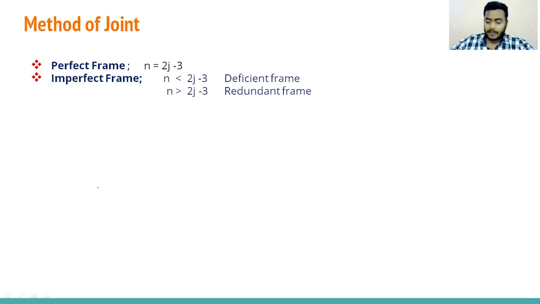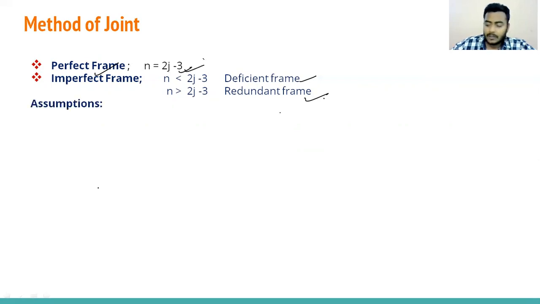For an imperfect frame, when n is less than 2j minus 3, we call it a deficient frame. When n is greater than 2j minus 3, we call it a redundant frame, right? So in this lecture, I will discuss the perfect frame. We will do the analysis for the perfect frame.